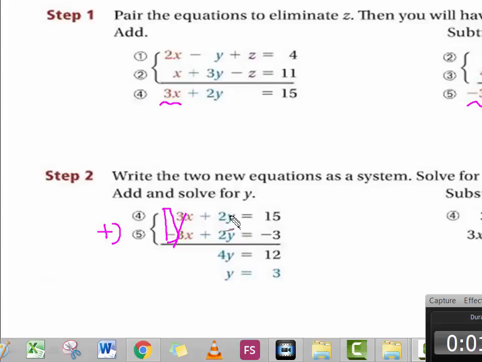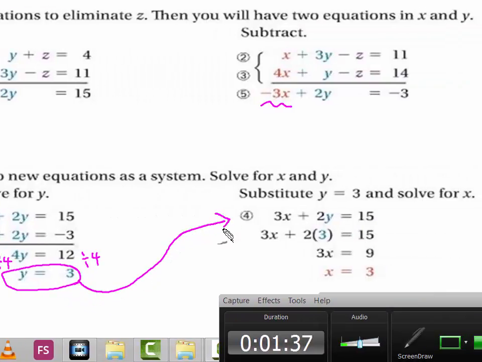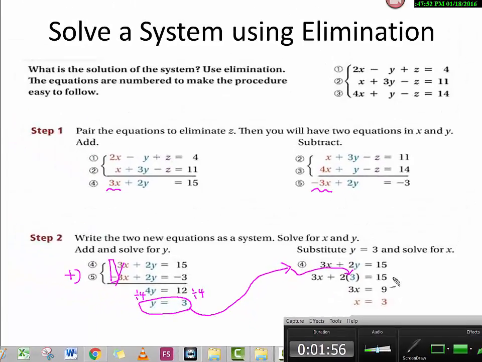0x, basically. So 2y plus 2y we get 4y, 15 plus negative 3 we get 12, and then we divide by 4 on both sides, and we end up getting y equal to 3. Once we have y equal to 3, we can substitute into equation 4, 3x plus 2y. Instead of y, we substitute the value 3 right here, then we can solve for x. This is plus 6, so we subtract 6 on both sides to get rid of the constants. So we get 3x equal to 9, divided by 3, x equal to 3.